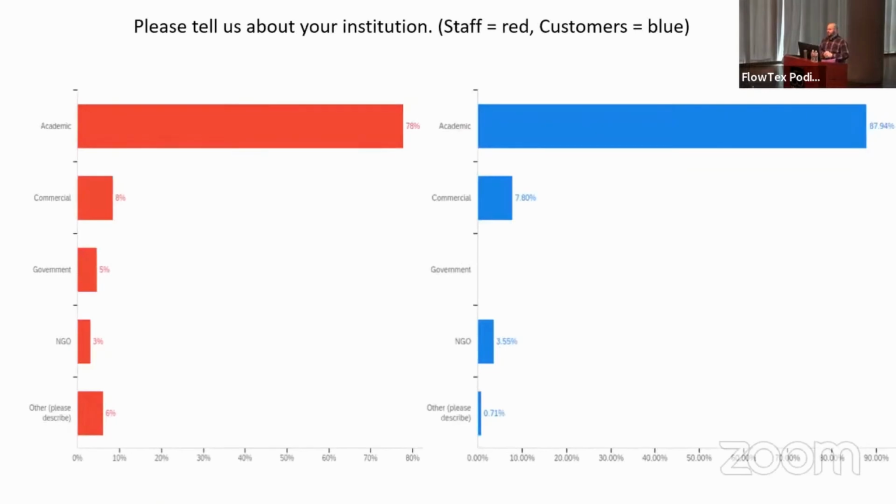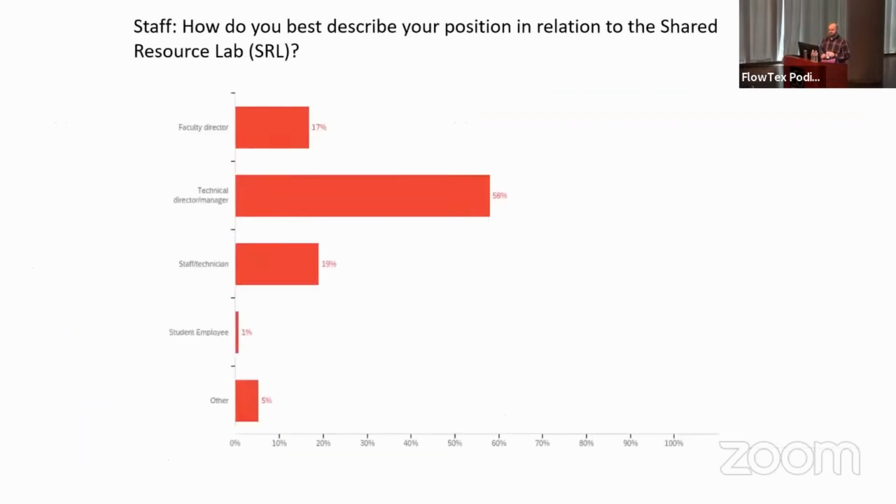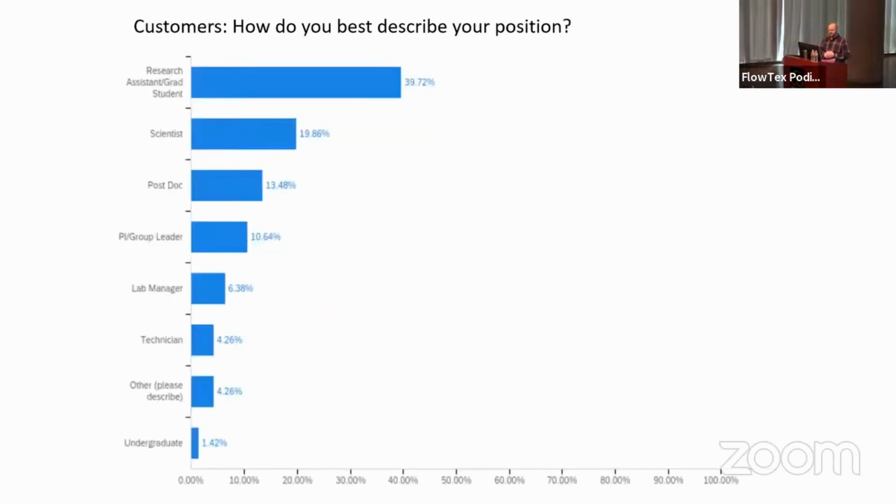We got mostly academic institutions replying to our survey. We did have some commercial core facilities, but mostly academic, as you can see. And most of the people who replied were either the director or manager of that SRL. We had some faculty directors and some technicians also replying to our survey. And most of the people who took the survey as users were graduate students, researchers, but we also had some other types of scientists, postdocs, and PIs and group leaders reply.